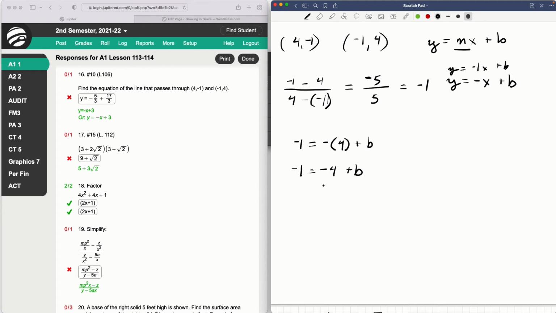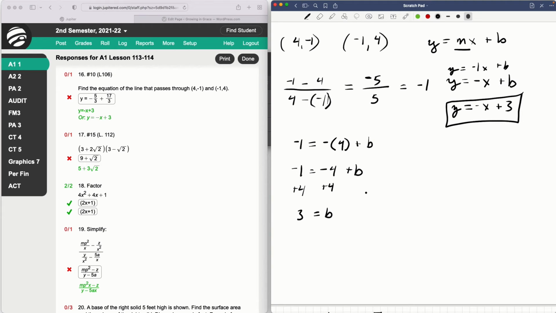So I'm going to add 4 to both sides, and that gives me 3 is equal to b. So now I come over here and I put my b value in, -x plus 3. And that would be the way you would write that equation of the line. Okay, find your slope first, put that in, then pick a point and sub it in for the x and the y once you have found the slope, and you apply that slope to those points. That tells you what the y-intercept is, and in this case it's +3.